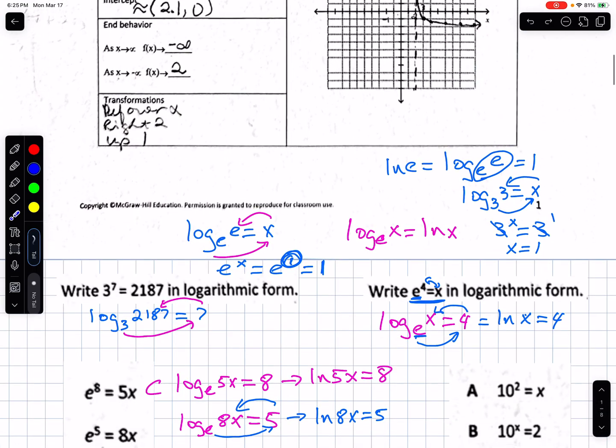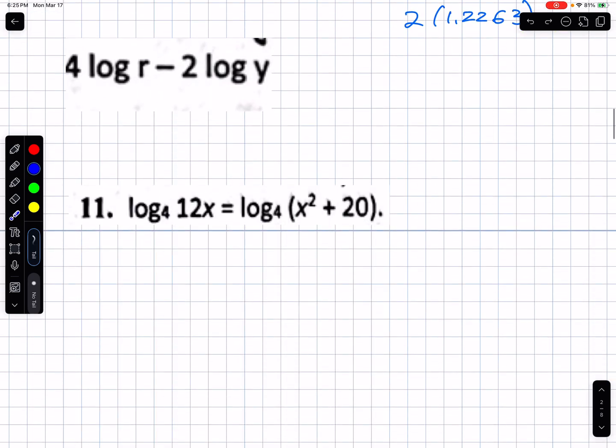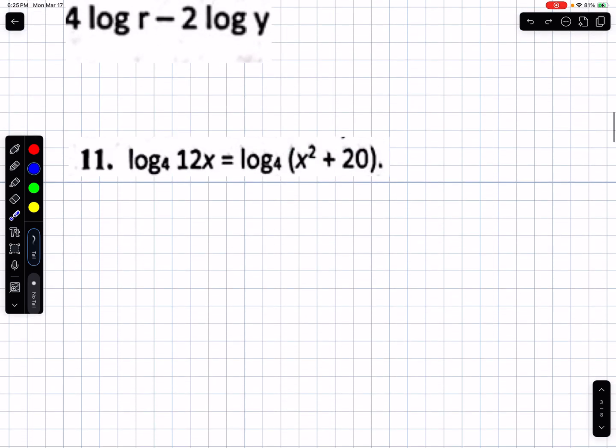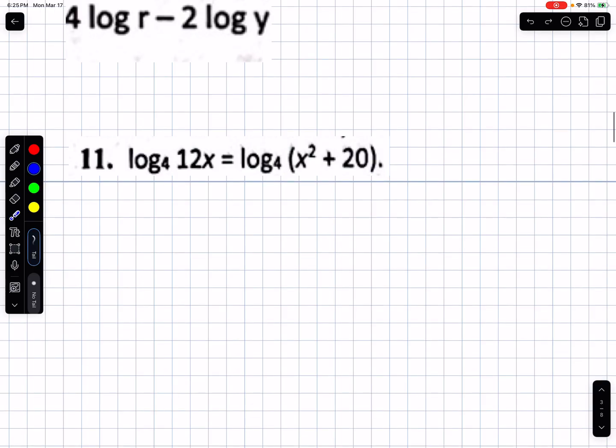That is good. Okay, so that's that. Okay, so what's the next one? 11. Solve, use exact answers when possible. Otherwise, round to 4 decimal places. Show all work. So when you have the same logs on both sides, they just cancel. And then we just end up with 12x equals x squared plus 20.